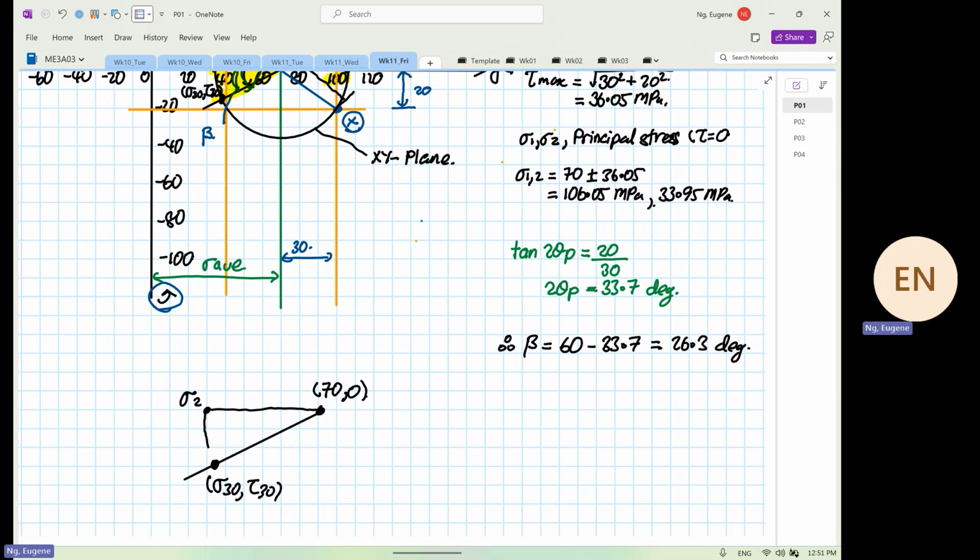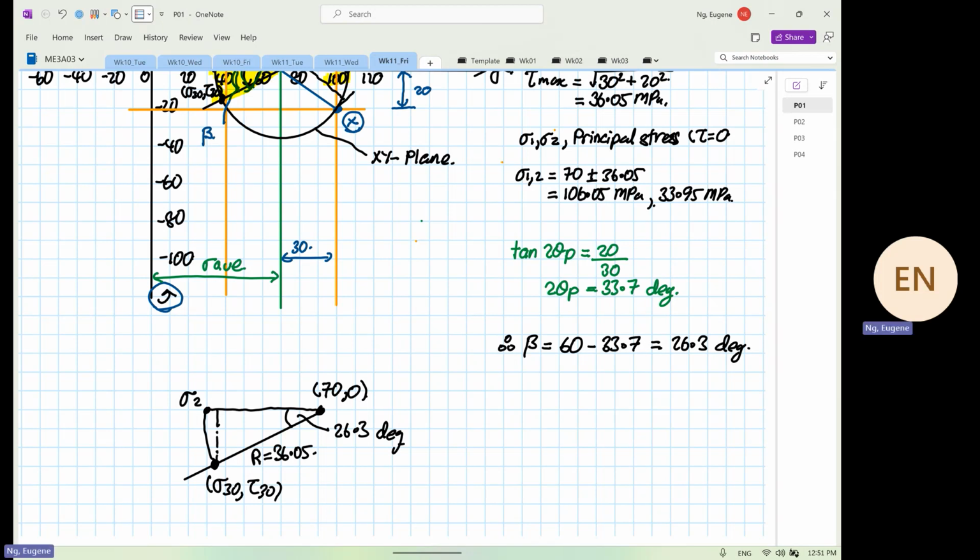And we know that this is a circle. So what we know over here is that this angle is equal to 26.3 degrees. We want to determine this point, our normal stress 30 and our shear 30. We know the radius. The radius is equal to 36.05. So that's a good thing.